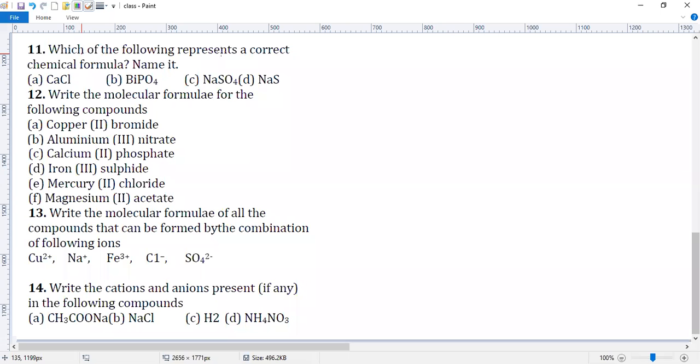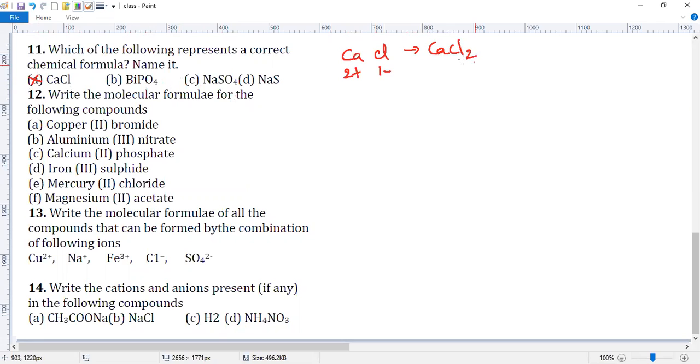Question number 11. Which of the following represents a correct chemical formula? Name it. They have given you 4 formulas. Which one is correct? You have to name that. CaCl: you know calcium is 2 plus, and chlorine is 1 minus. So it has got to be CaCl2 and not CaCl. So this is wrong.